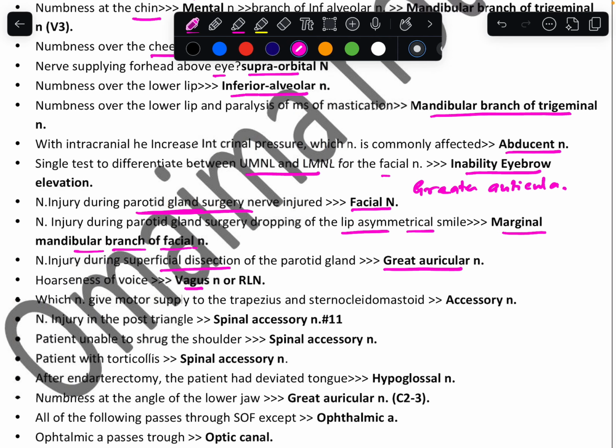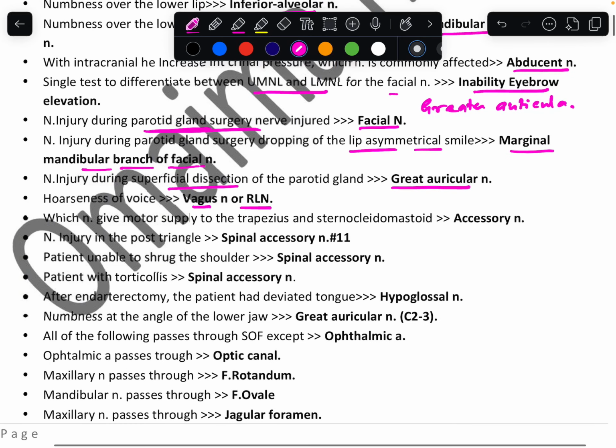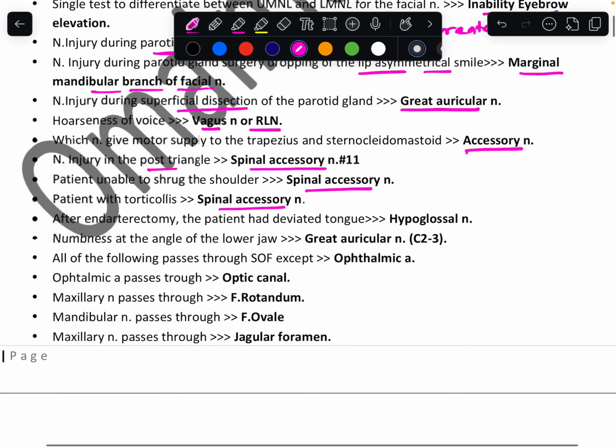Hoarseness of the voice, vagus nerve, recurrent laryngeal nerve. Motor supply to trapezius and sternomastoid: accessory nerve. Nerve in the posterior triangle: spinal accessory. This question is common. Patient unable to shrug the shoulders: spinal accessory. Patient with torticollis: again spinal accessory. After endarterectomy: hypoglossal. Numbness at the angle of jaw: greater auricular, a branch from cervical C2, C3.